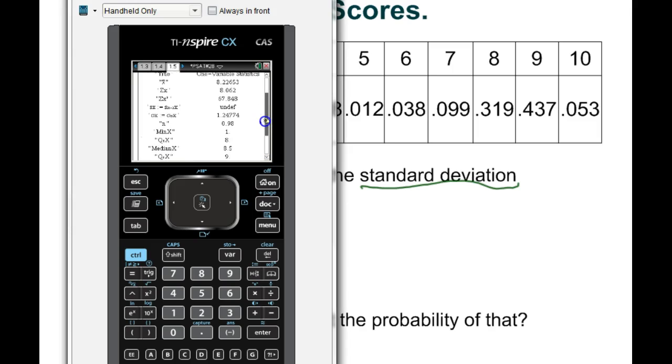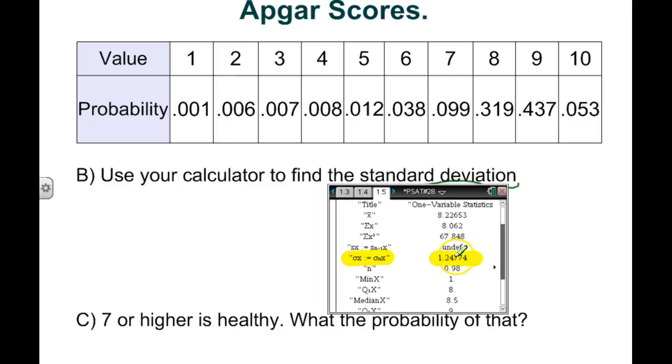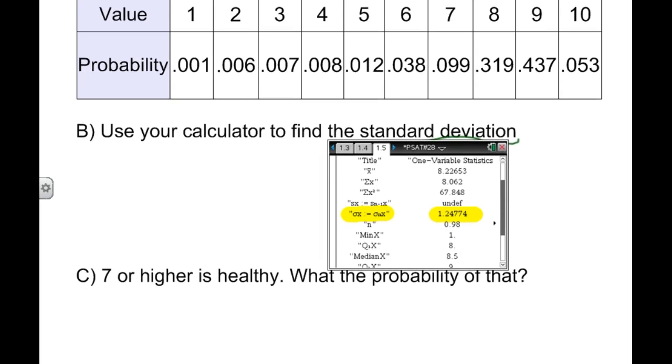What's interesting is it only gives me one of the standard deviations. So you can see here in the list, it only gives you the population standard deviation, which we're not really used to using, but of course we don't have available the sample standard deviation because this is a population. So 1.24 is the standard deviation. And so if that question is asked, I would definitely just use your calculator and find it. And it's not that hard.